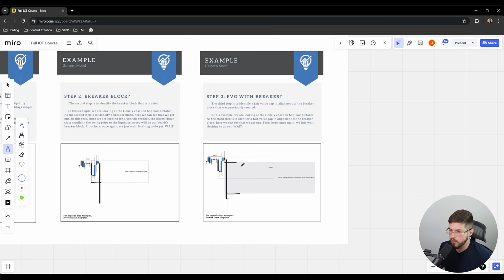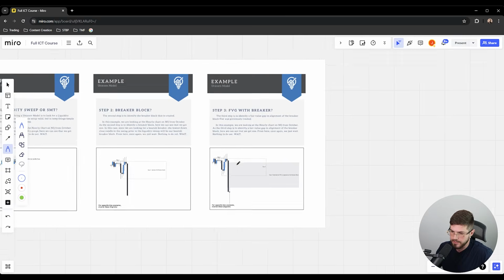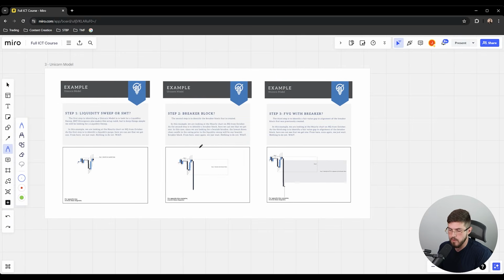Now, why is this so important? Well, a lot of people, I think, miss the value of unicorn models. They understand that they're powerful and you could trade from them, yes. But the reason they're powerful is you're combining multiple confluences in one. And a lot of ICT traders don't understand the power of getting probability simply by how many confluences you have. How many things do you have telling you the same thing, right?